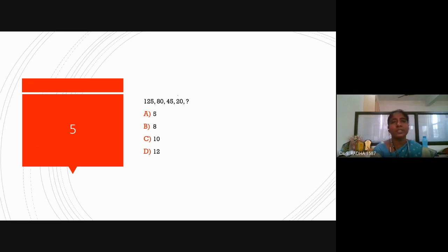All are multiples of 5. We can see this is 5 into 25, this is 5 into 16, this is 5 into 9, this is 5 into 4. Do you see any logic here? Kindly try, and if you get the answer, post in the chat box. This 25 is 5 square, 16 is 4 square, 9 is 3 square, 4 is 2 square. Next should come 1 square, multiplied by 5.